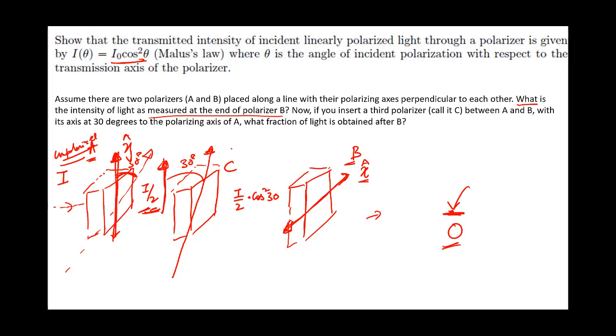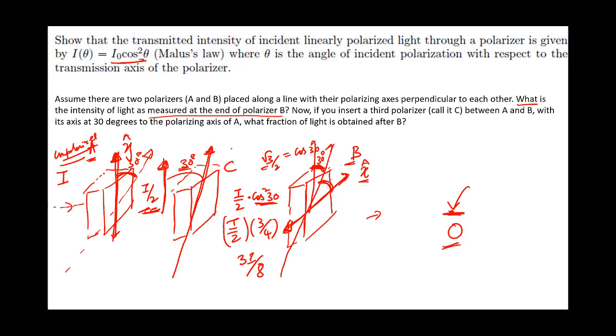So cosine square 30, we can do some math, right? Cosine 30 is square root 3/2. So cosine square 30 is 3/4. So I would have I/2 times 3/4. But now this is at 30 degrees to the vertical axis, right? Because this C polarized it to go at 30 degrees. So I have 3I/8 is the intensity of light, and that is at 30 degrees to the vertical.